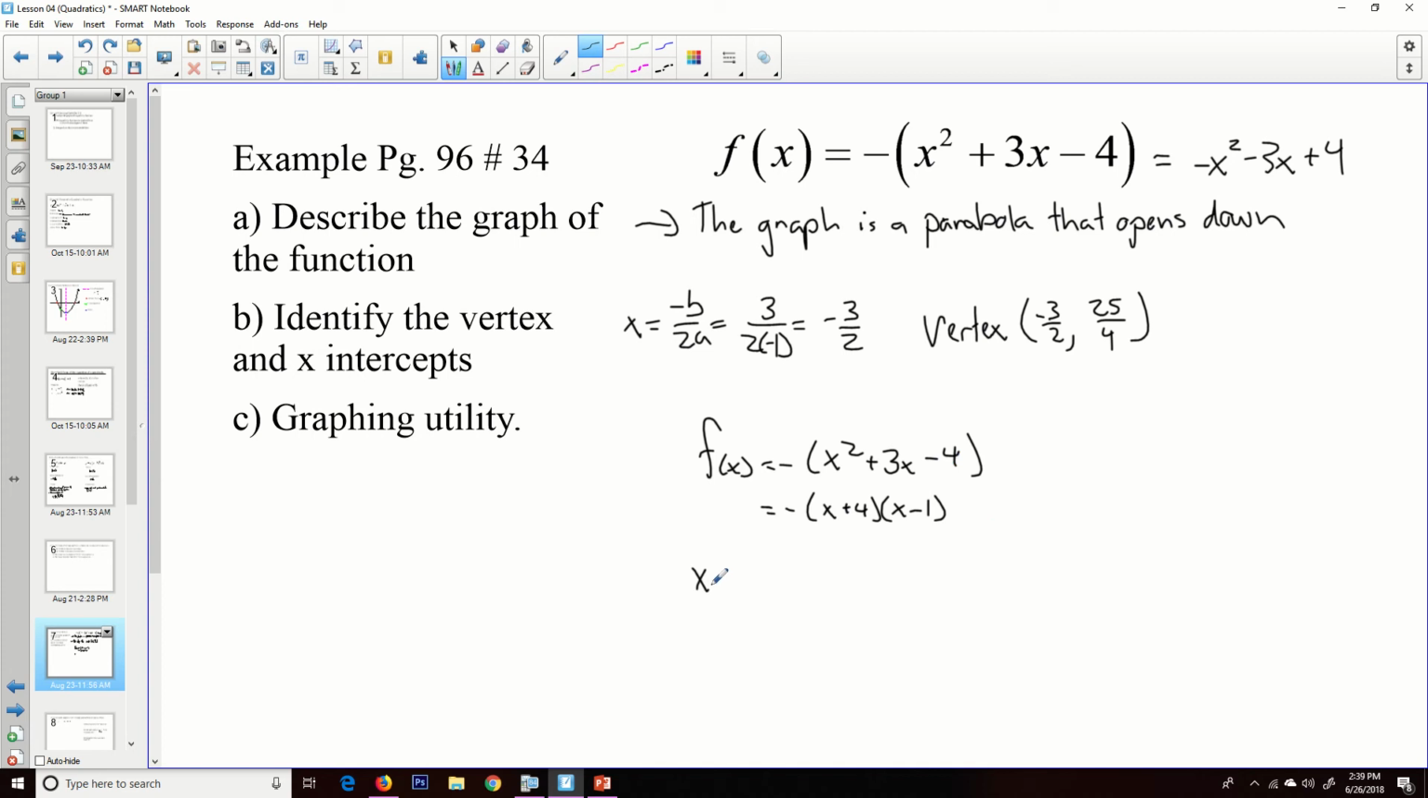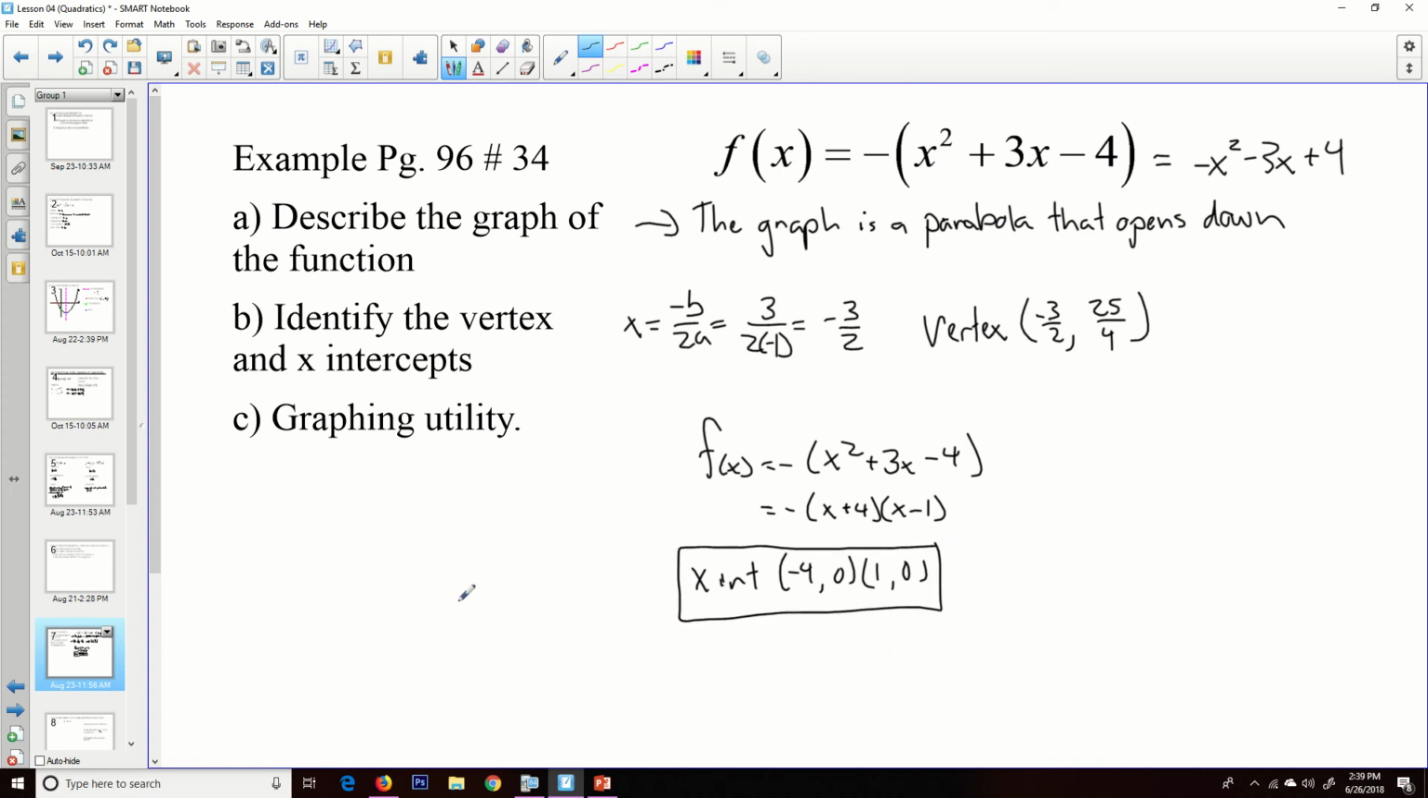So our x-intercepts are going to be everything that makes the function equal to 0. So we've got 2 possibilities here. What plus 4 is equal to 0? Well, negative 4 plus 4 is equal to 0. And what minus 1 is equal to 0? Well, 1 minus 1 is equal to 0. So there are our x-intercepts.